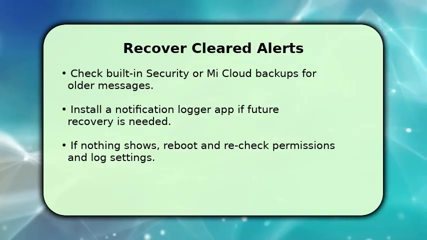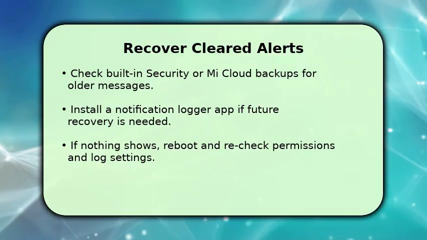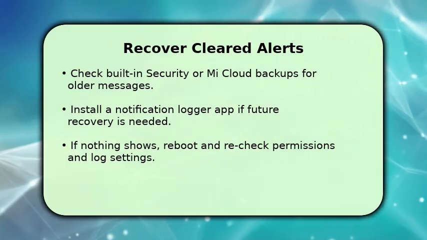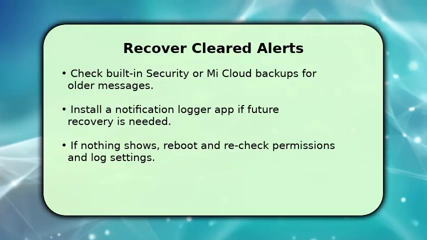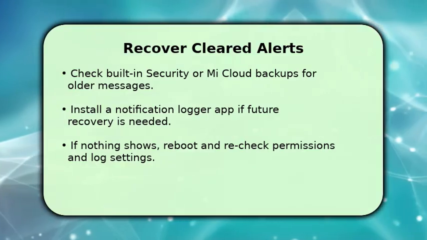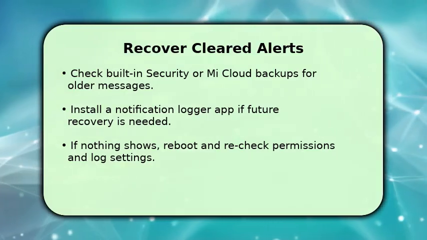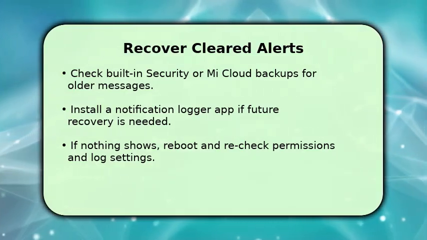If you still can't find a specific notification, reboot the phone and verify notification history is still enabled. Sometimes a permission reset or system update disables it. Troubleshooting tip: if entries stop appearing, re-grant notification.